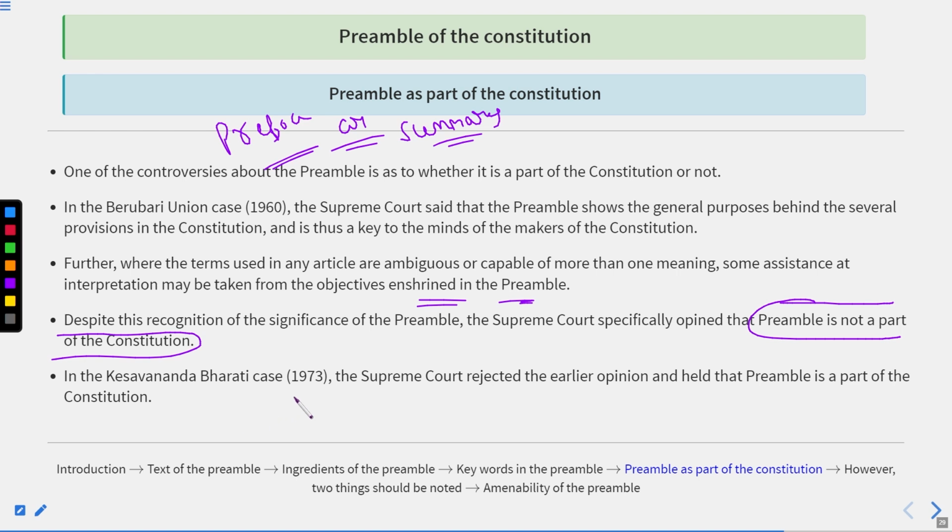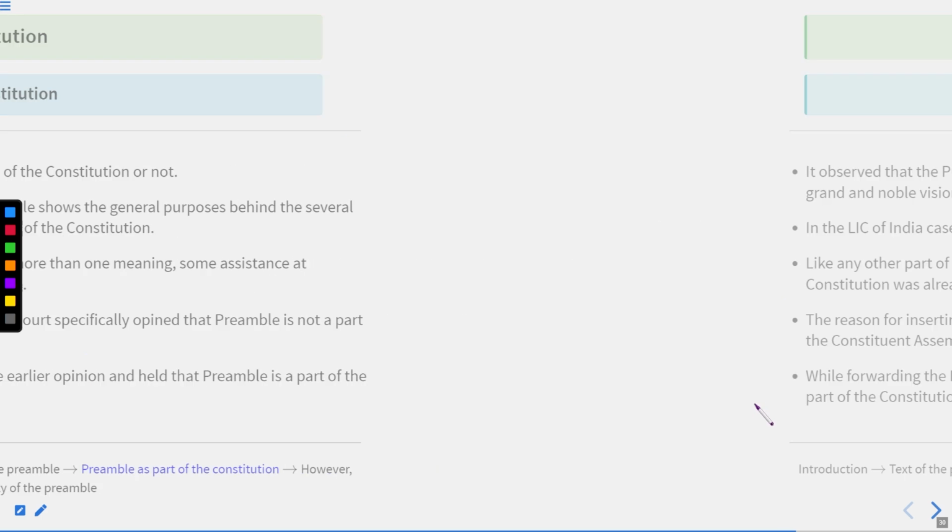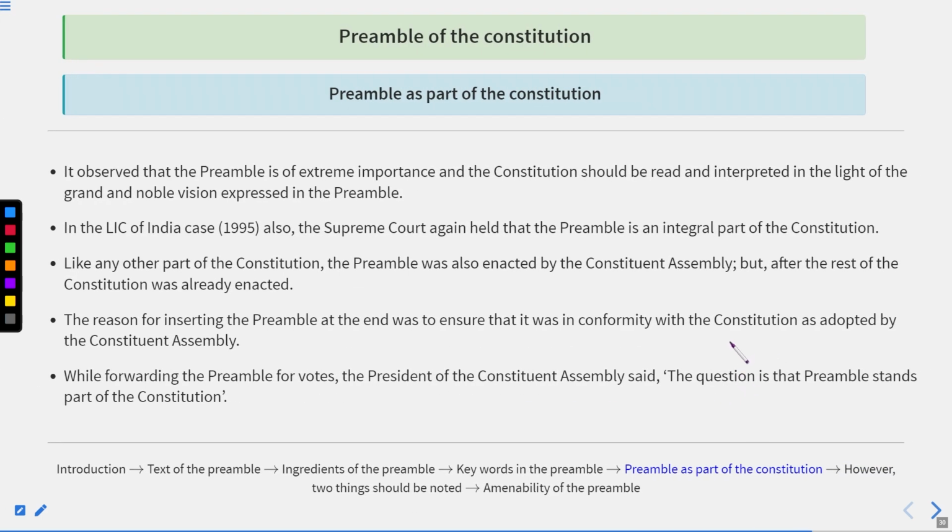In the Kesavananda Bharati case 1973, the Supreme Court rejected the earlier opinion and held that the preamble is a part of the Constitution. Later, the Supreme Court observed that the preamble is of extreme importance and the Constitution should be read and interpreted in the light of the grand and noble vision expressed in the preamble. In the LIC of India case 1995, the Supreme Court again held that the preamble is an integral part of the Constitution because it contains the summary and preface which are part of the Constitution.